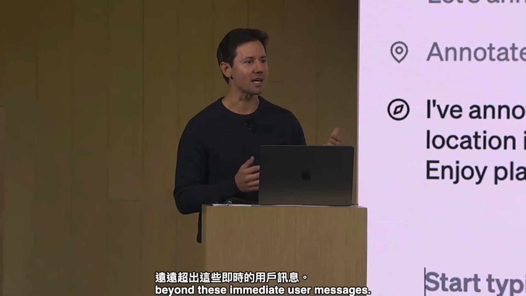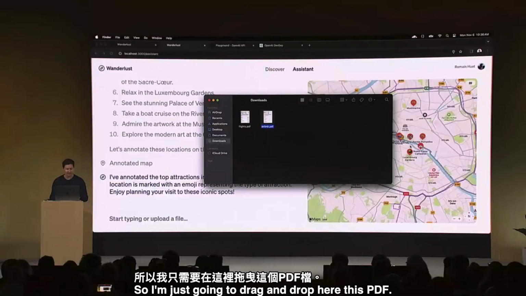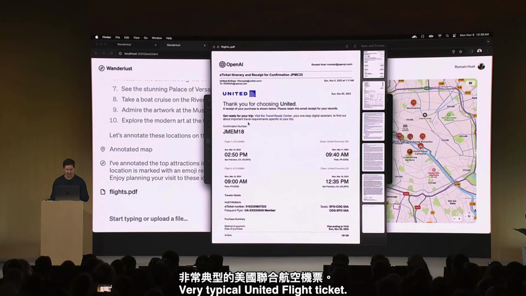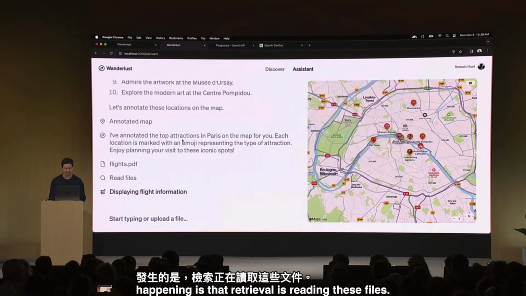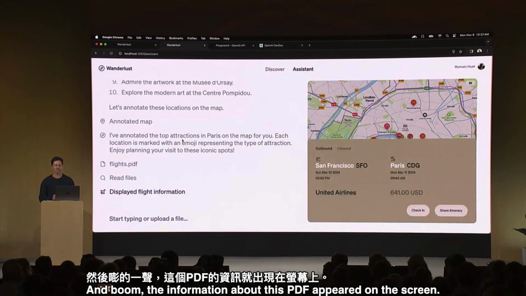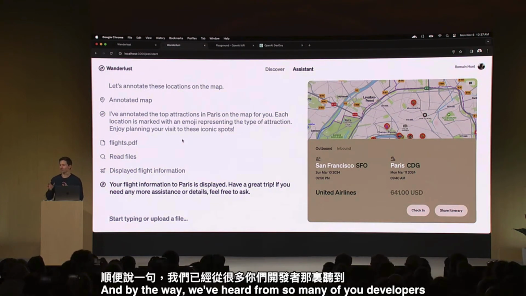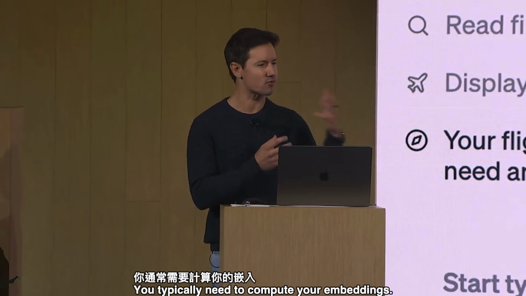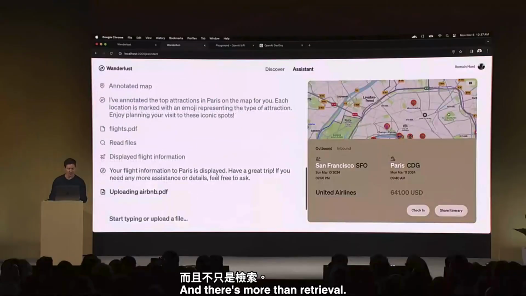But next, let's talk about retrieval. And retrieval is about giving our assistant more knowledge beyond these immediate user messages. In fact, I got inspired, and I already booked my tickets to Paris. So I'm just going to drag and drop here this PDF. While it's uploading, I can just sneak peek at it. Very typical United flight ticket. And behind the scene here, what's happening is that retrieval is reading these files, and boom, the information about this PDF appeared on the screen. And this is, of course, a very tiny PDF, but assistants can parse long-form documents from extensive text to intricate product specs, depending on what you're building.